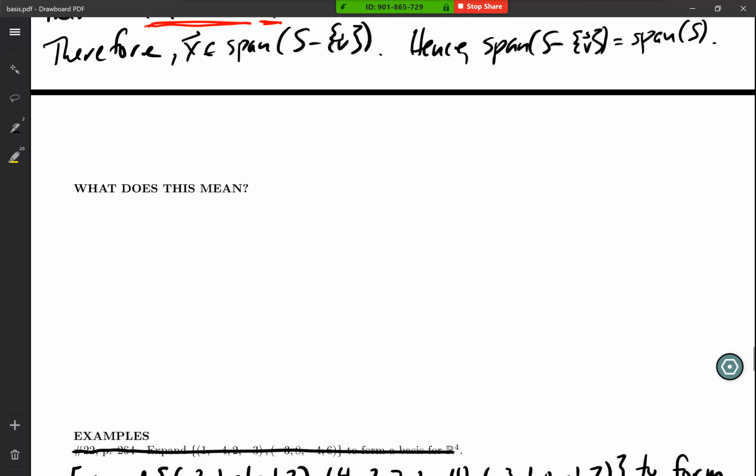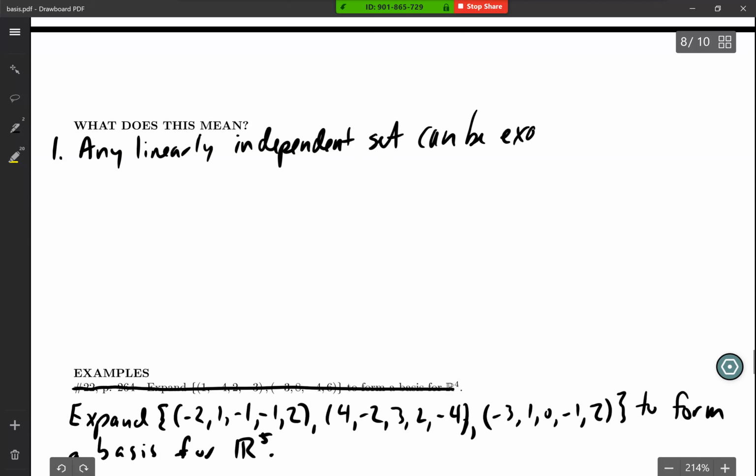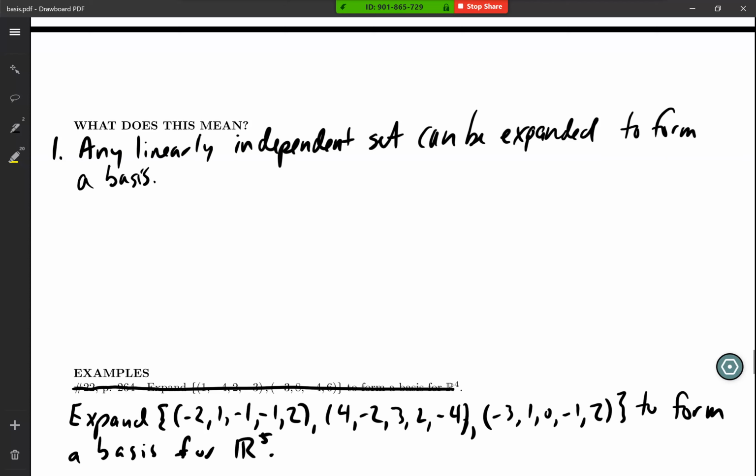On the flip side, if I have a spanning set for the vector space, I can take vectors out of the set until I end up with a linearly independent one and make a basis. So what does this mean? There's a couple of things that this means. The first thing is that any linearly independent set can be expanded to form a basis. If I start with a linearly independent set, I can throw vectors into it to make it into a basis.